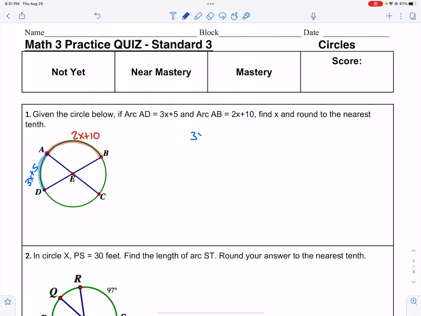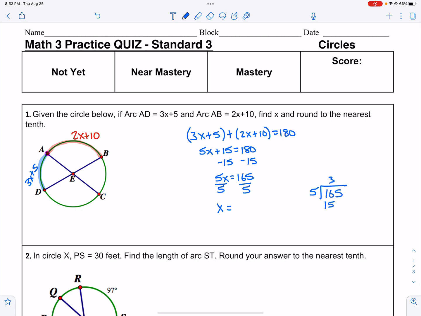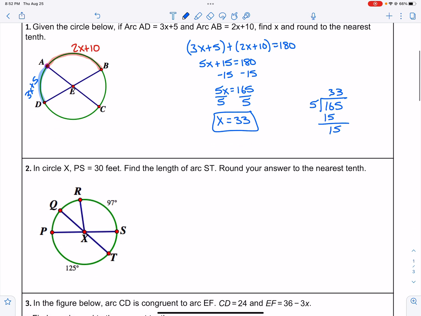So let's just say 3x plus 5 plus 2x plus 10 all would equal 180. Alright, so then 3x plus 2x is 5x, and 5 plus 10 is 15, all equals 180. We can subtract 15, so we get 5x equals 165, and then divide both sides by 5. So we would get, 5 goes into 165 33 times. Alright, so that is it for number 1. So let's look at number 2.